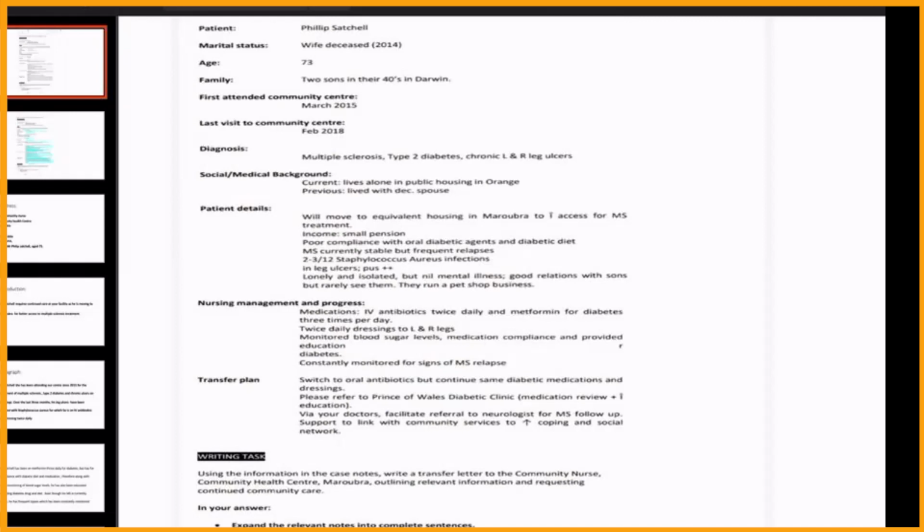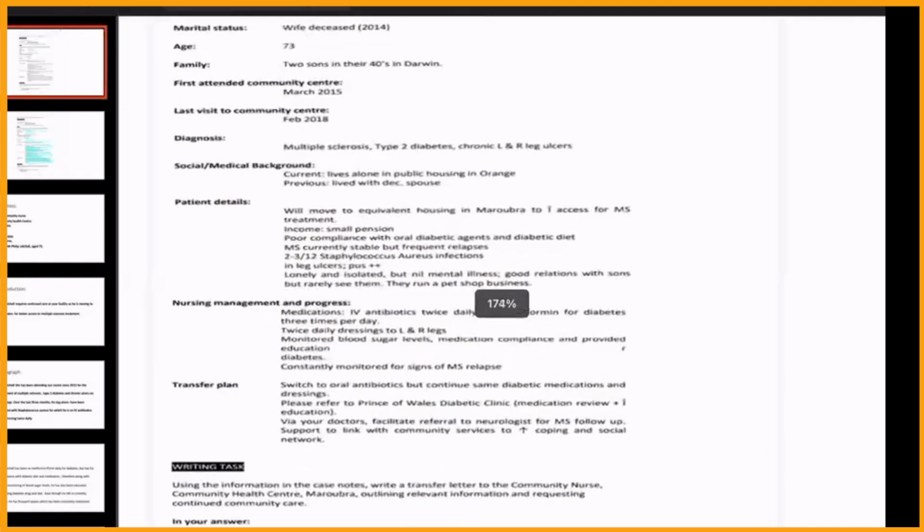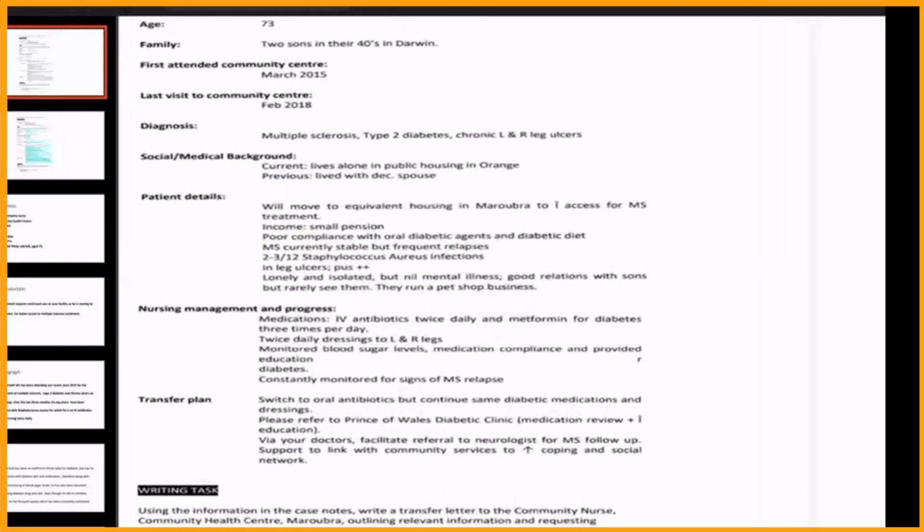Now screen through the letter. What have you missed out? Have you missed out anything important? What is to be written again? Yeah, let's write about the plan now. It would be appreciated if you could facilitate a neurological consultation in Marobra for his multiple sclerosis.